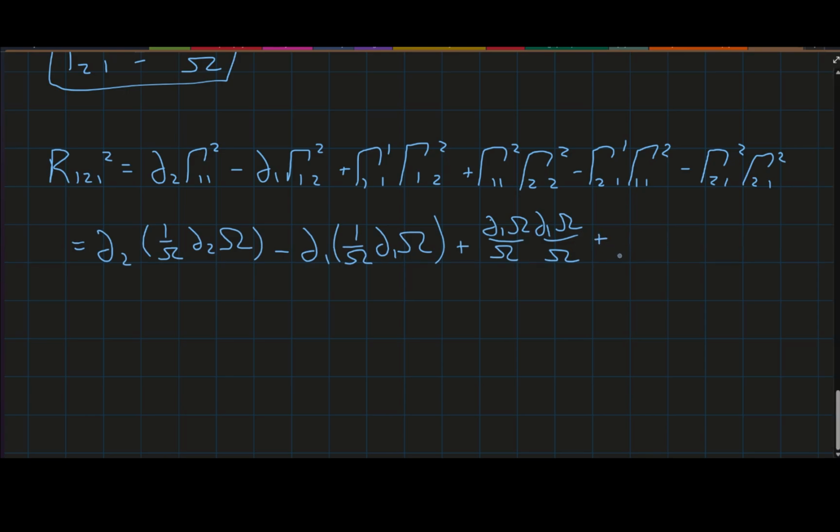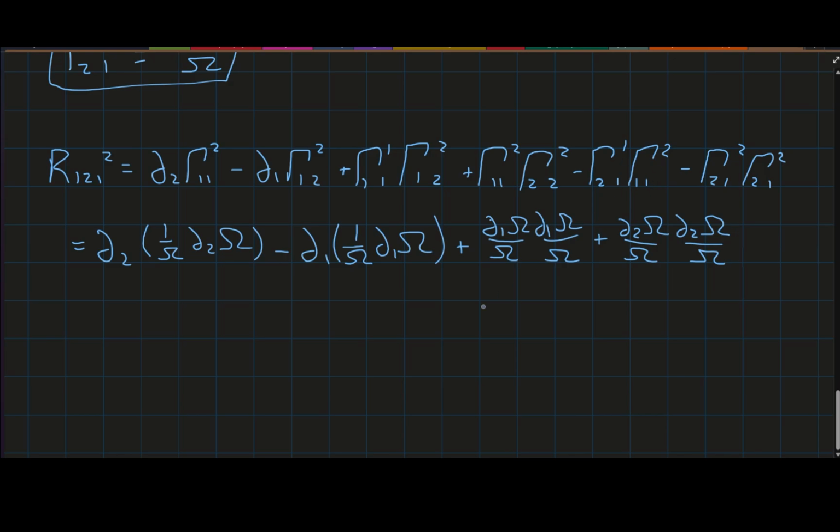So I'll move on to the next one now. Gamma 2, 1, 1, we've already used that once. It's 1 over omega d2 omega. So let's do that. And then 2, 2, 2 we haven't used yet, but I do remember what that is actually. It's del 2 omega over omega.